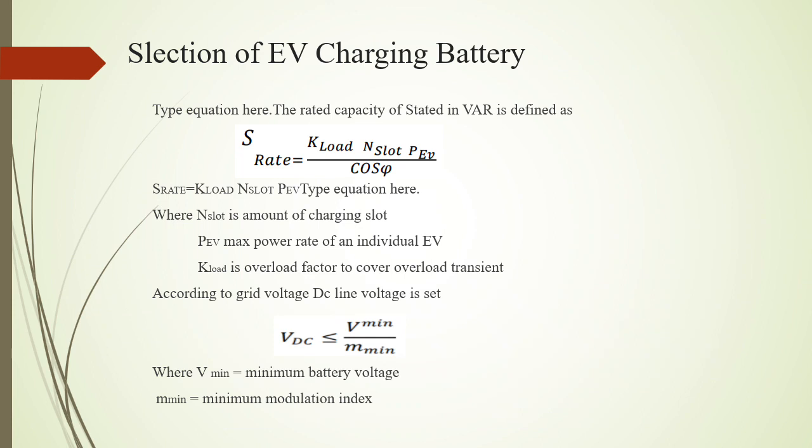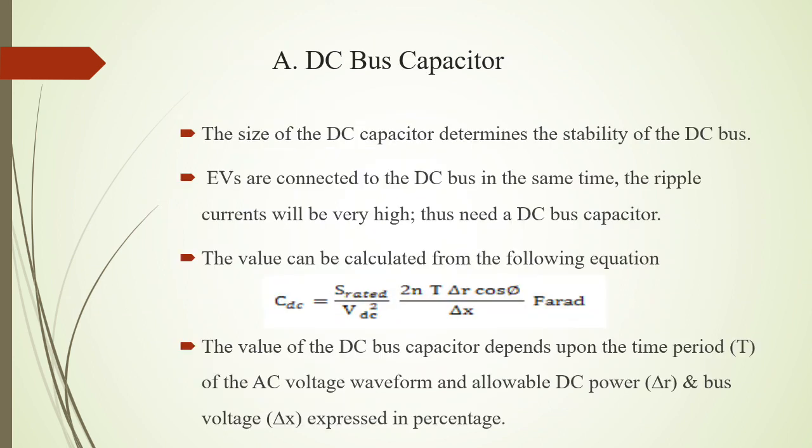S rated equals K load times N slot times PEV divided by cos phi, where N slot is the number of charging slots, PEV is the maximum power rating of an individual EV, and K load is the overload factor to cover the overload transient. According to the grid voltage, the DC line voltage is set: VDC is less than or equal to V minimum divided by M minimum, where V minimum is the minimum battery voltage and M minimum is the minimum modulation index. The first one is the DC bus capacitor.